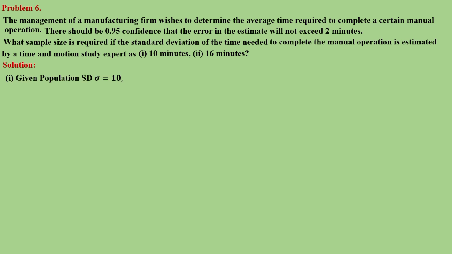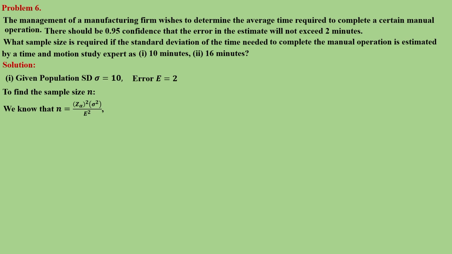So solution, given population standard deviation sigma is equal to 10 minutes, that is what they have. The deviation in the time, that is what they have given. First question, sigma is equal to 10. Error they have given 2 minutes, right? To find the sample size n, there should be 0.95 confidence, right? Note the 95% confidence limit, so we are taking the z alpha value according to that.